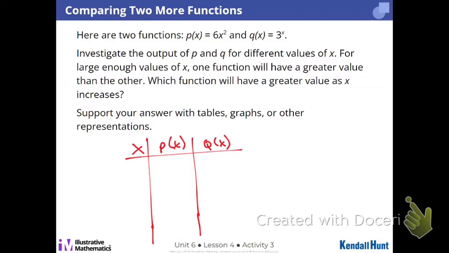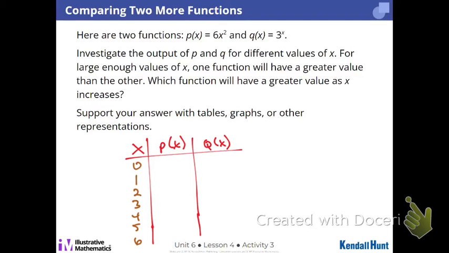So, 3, 2, 1. Eyes on the board, mouths closed. So remember last time, I think the exponential was smaller and then bigger forever? Let's see what happens this time. So, I'm going to use 0, 1, 2, 3, 4, 5, 6 for inputs. And you're going to help me input it to p of x.